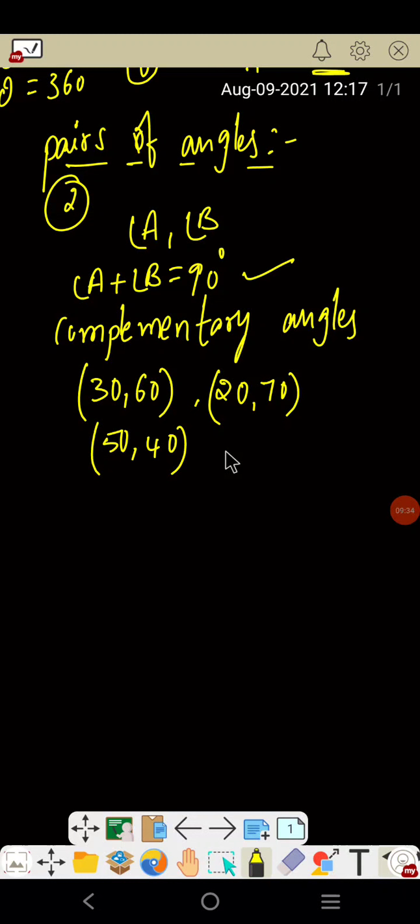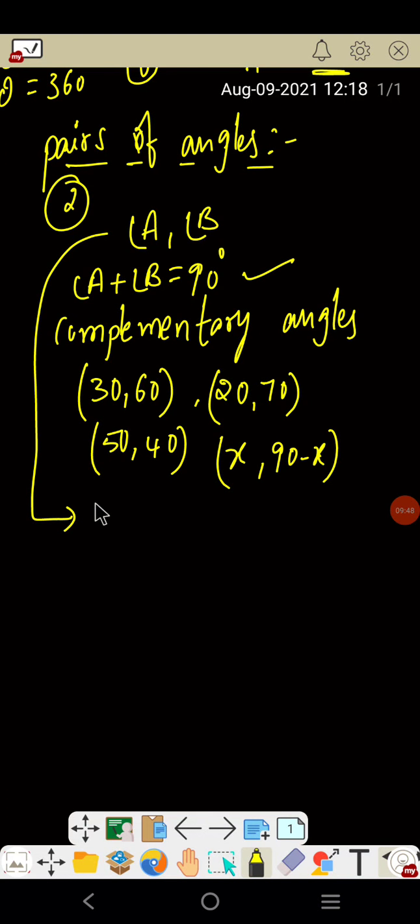For example, if one angle is x, then what is the complementary of x? 90 minus x. From the total angle I have to remove the first angle. Is it clear? Next, for example, the sum of two angles, angle A plus angle B, is equal to 180 degrees.